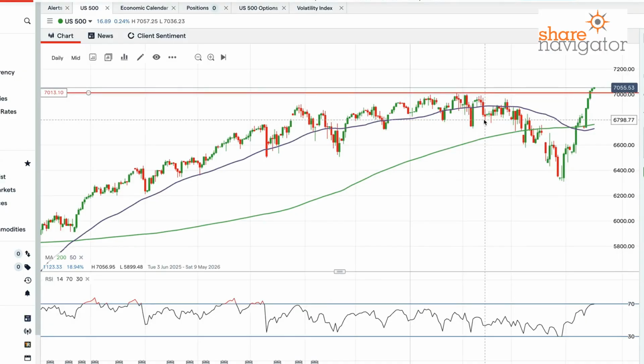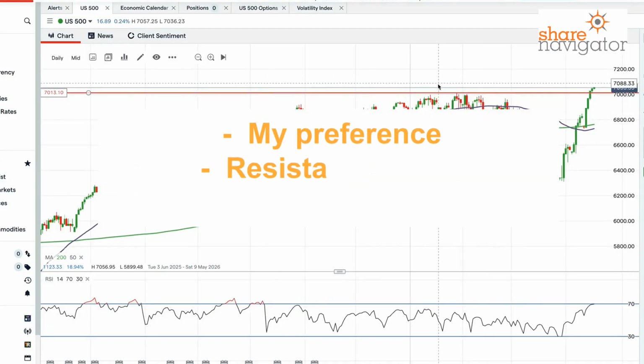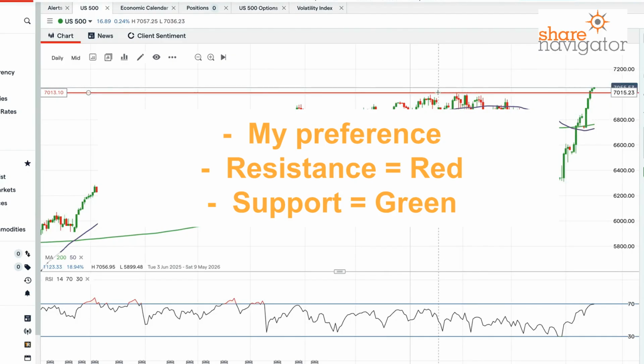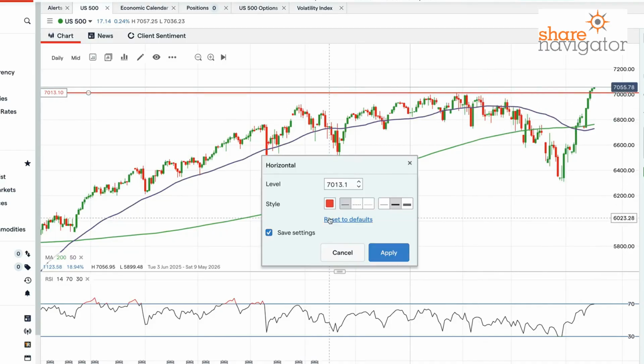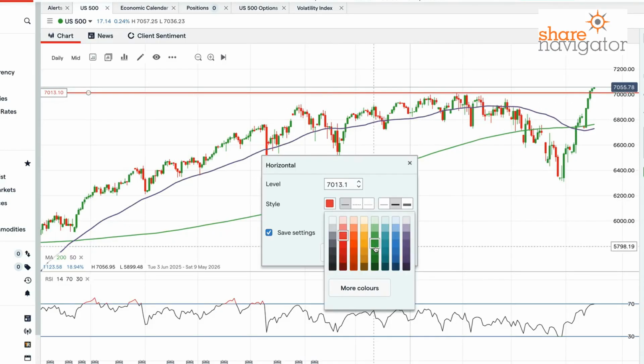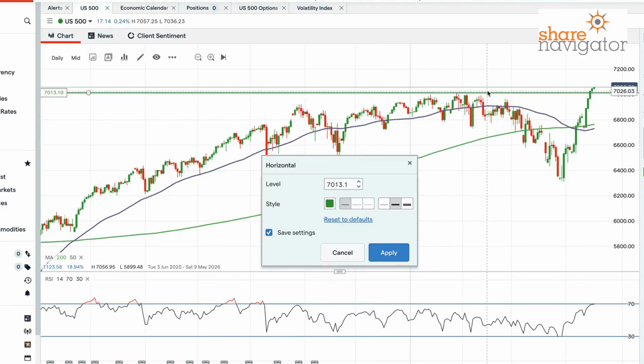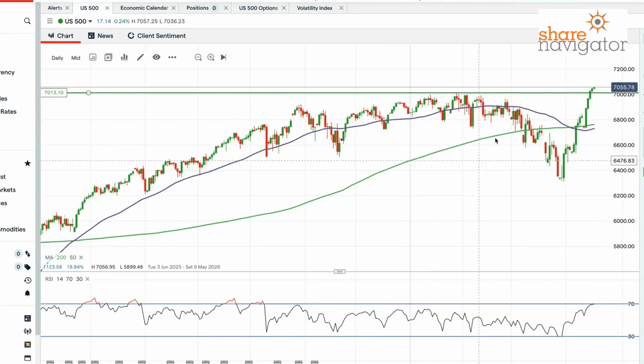So just for me personally, I color code my support lines. My resistance lines are red and my support lines are green. Now, this was a red line for me, but now that we've broken above it, it actually becomes a green line. So I'm going to edit it. All you do is right click on the line, click edit, change the color here to green, and now all of a sudden that's a green line. So that's now a support line for me.